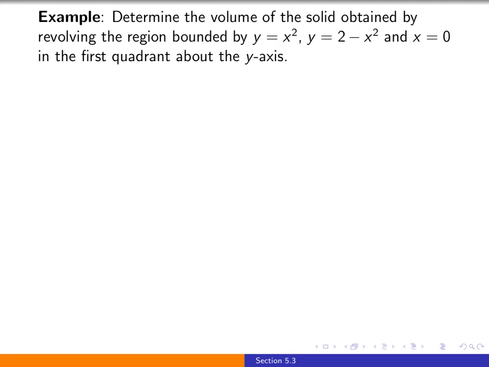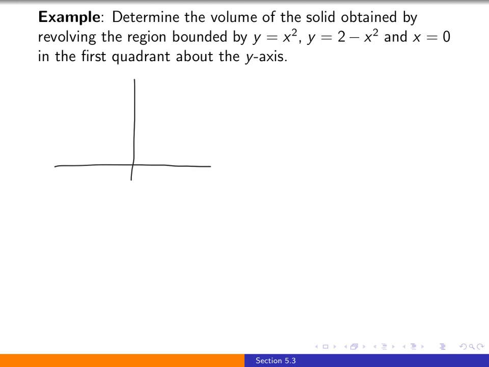So let's put this to work. Determine the volume of the solid obtained by revolving the region bounded by y equals x squared, y equals 2 minus x squared, and x equals 0 in the first quadrant about the y-axis. Okay, so we're just dealing with what's in the first quadrant.